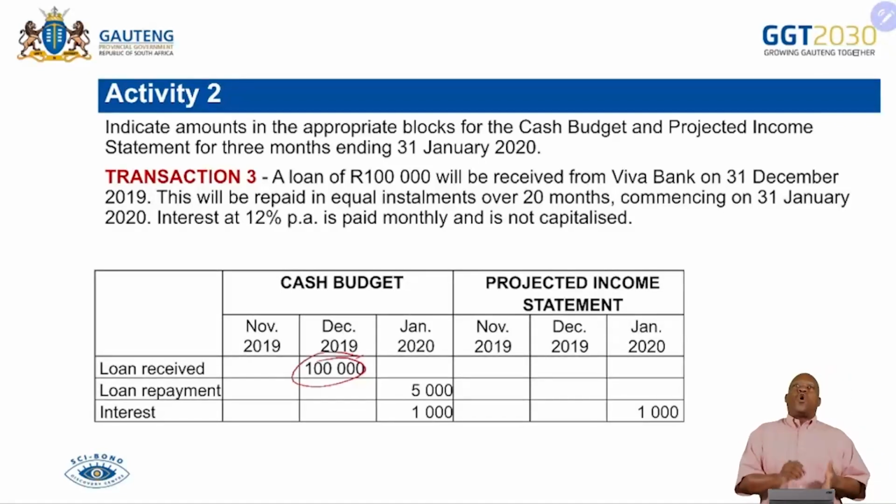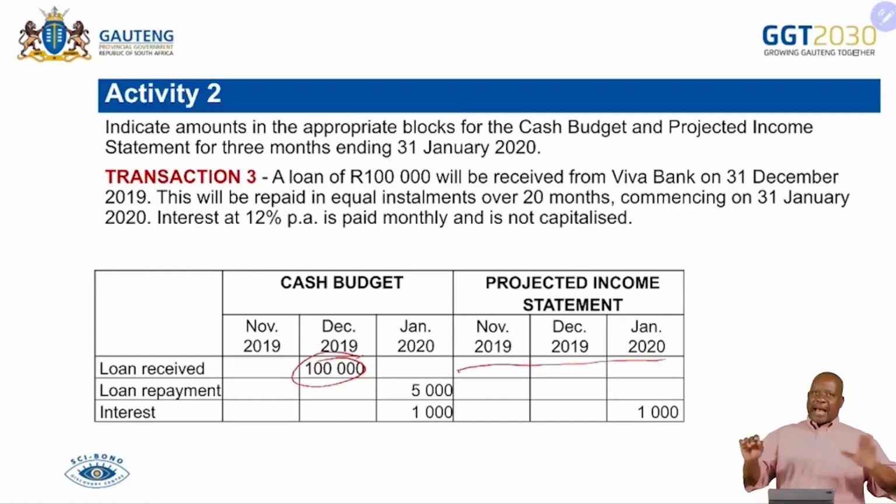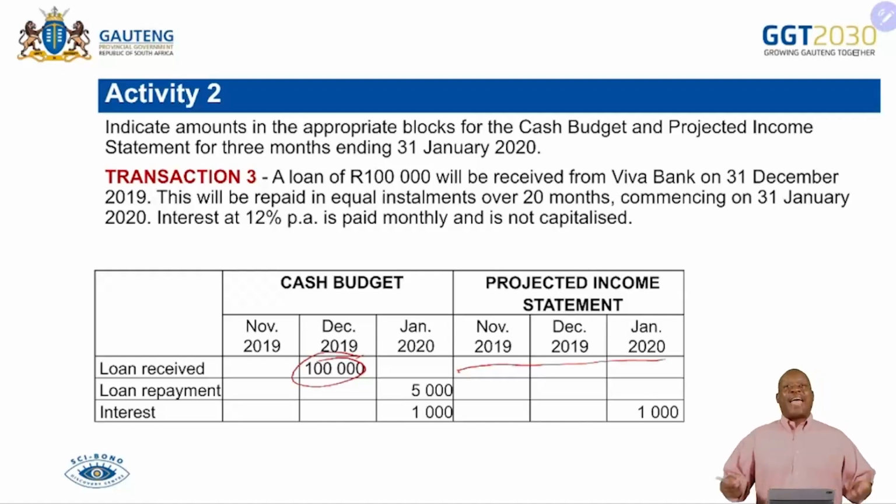This is the recording of the loan. Now, is a loan going to affect our projected income statement? The question is, is a loan income or an expense? No. A loan is a liability, so it cannot affect the projected income statement. So we are not recording anything here. Done with the loan amount. Now, let's look into the loan repayment part. When we are going to be repaying the loan, are we going to be using cash? Yes, so it's a cash item.